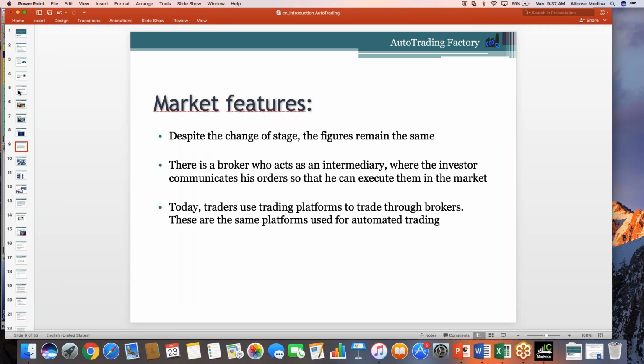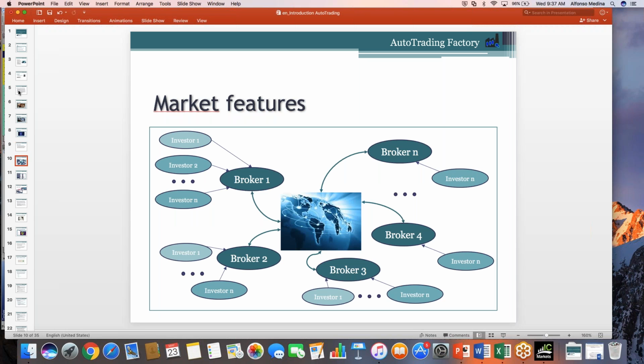So, as you have seen, despite the change of stage, the figures remain the same. You still have an investor that's sending an order to a broker, and the broker fulfills that order in the market. Today, as we mentioned, traders use trading platforms to trade through brokers, and these are going to be the same platforms that we're going to use for automated trading. So here another picture, you can see how the investor sends the order to the broker, who fulfills them in the market, and then when they are executed, the investors can see their gains and losses in real time.